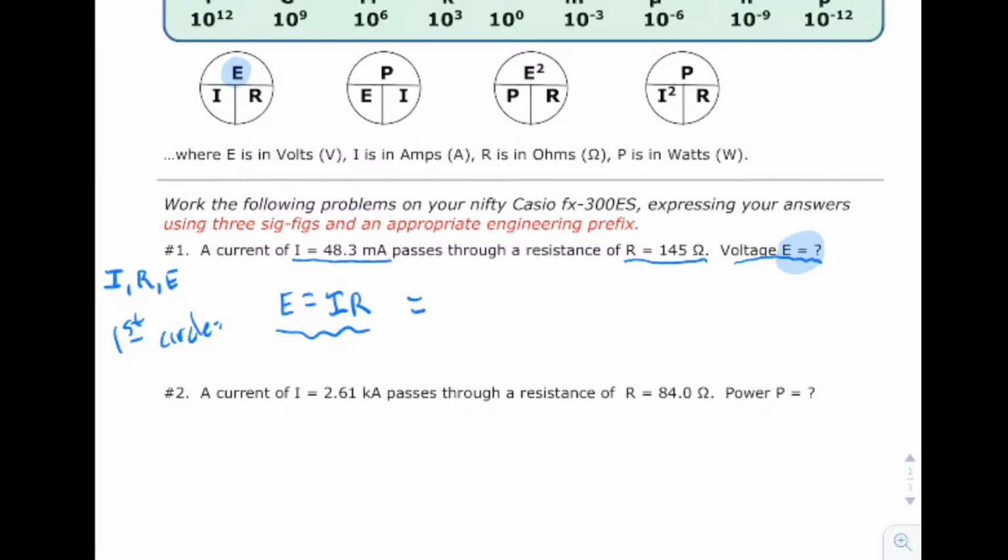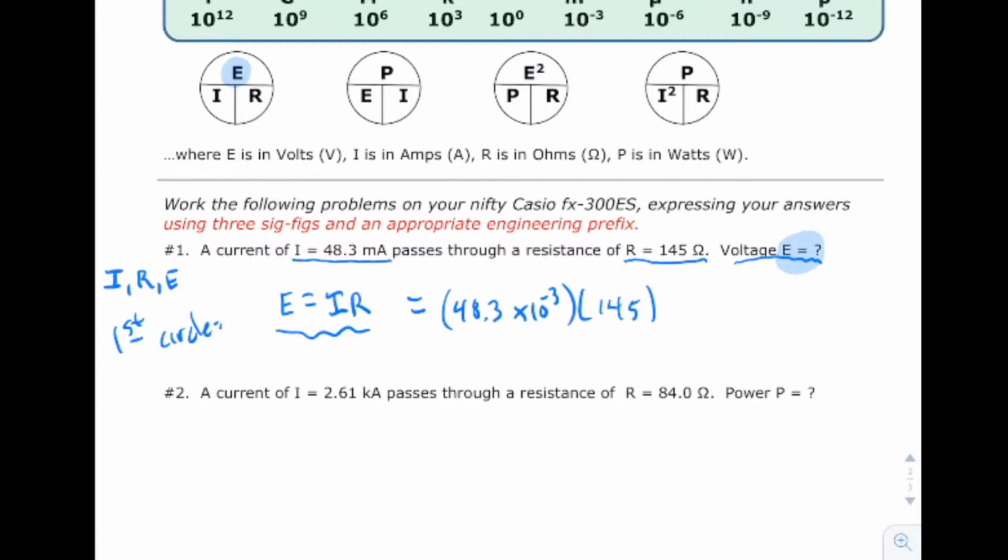Take your 48.3 milliamps, and remember that with the calculator, milli means times 10 to the minus 3, and we've seen how to enter it that way. I would probably use parentheses on my calculator to show the multiplication. I don't think I have to show you the calculator anymore. We've done that 2 lectures in a row. So I'll go 48.3 times 10 to the minus 3, and then that's going to be multiplying 145. And then I hit the SD button.